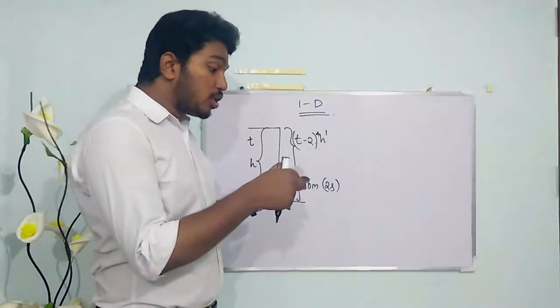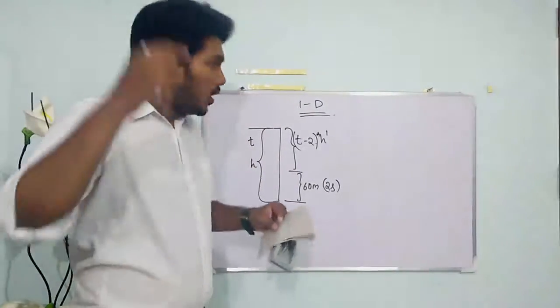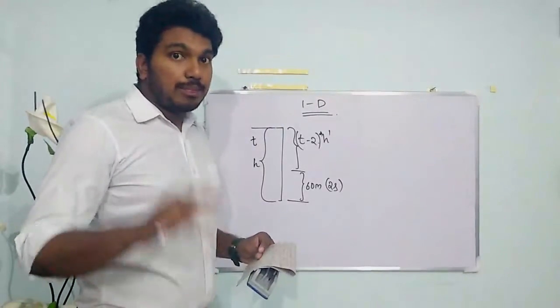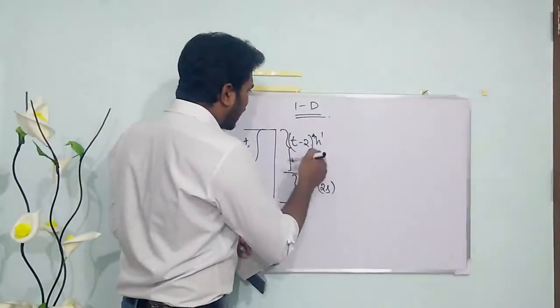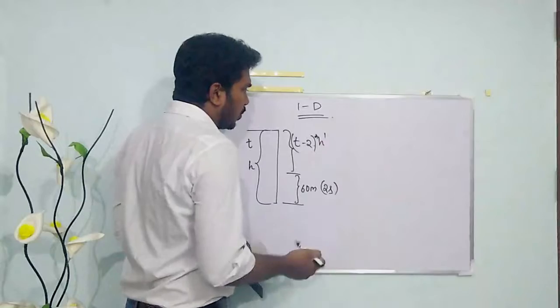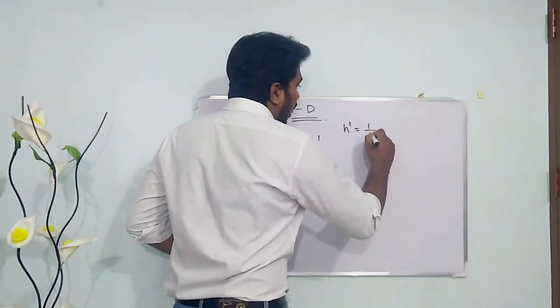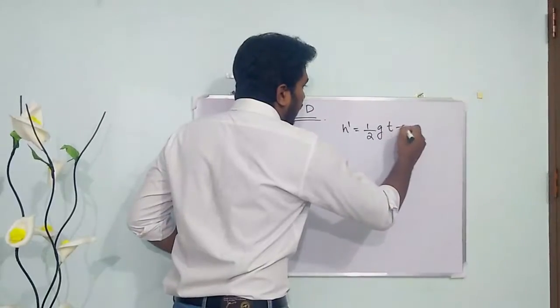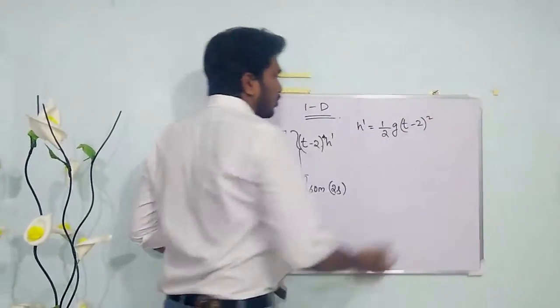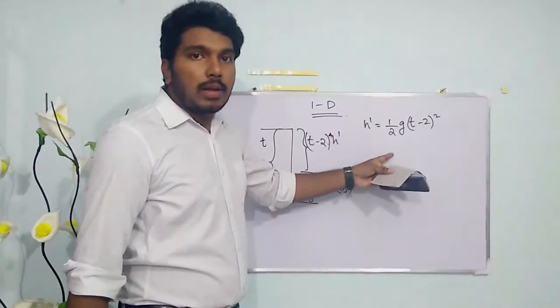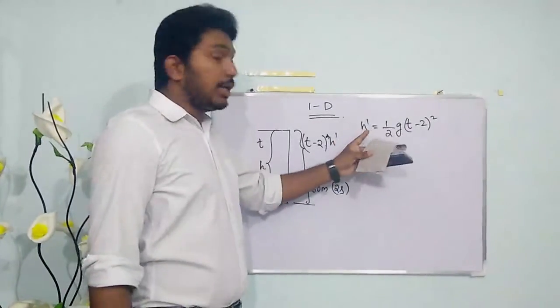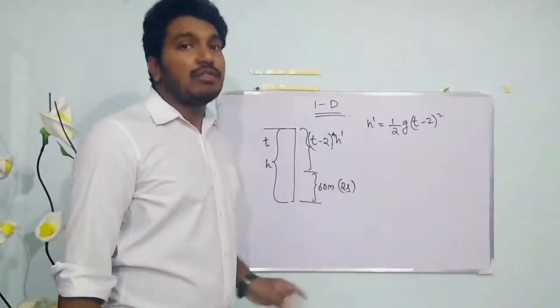Okay. So we are supposed to find out the height of the tower, right? So we have to write two equations over here. One, we are taking this portion first, this t minus 2 portion first. Here I can write h dash is equal to half g (t minus 2) the whole square. Which equation are we using here? Which equation? S is equal to ut plus half at square.